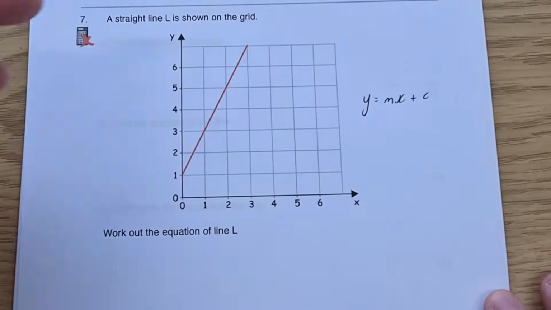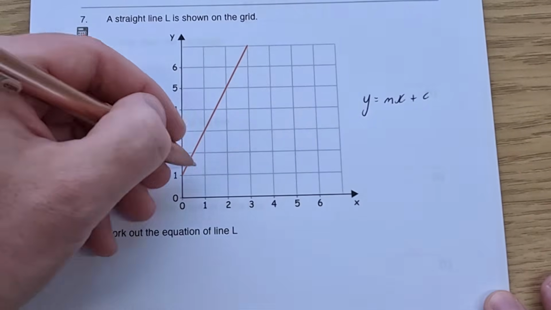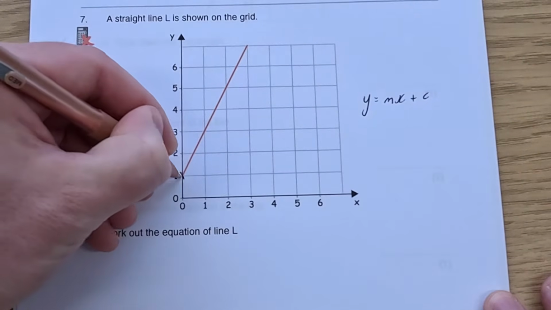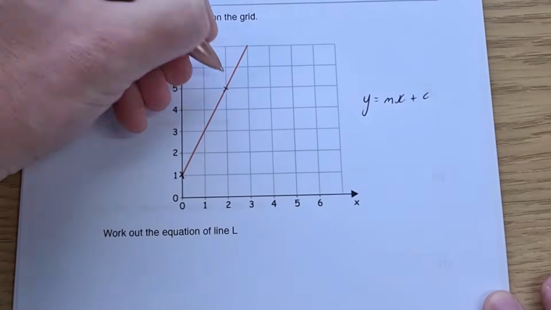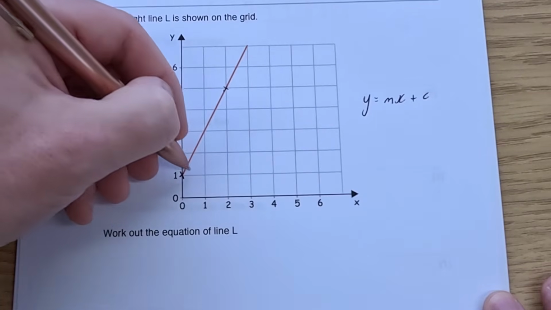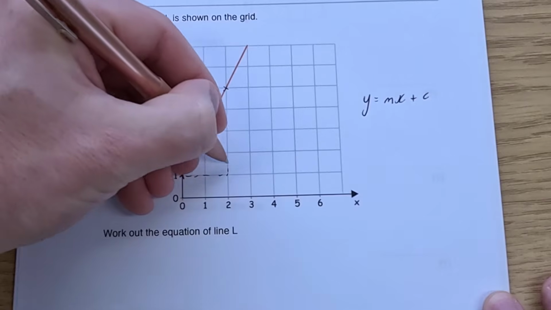So if we want to find the gradient of this line, I'm going to choose 2 points on the line. I'm going to choose any 2 points. I'm going to choose this point here, the point 0, 1, and I'm going to choose the point up here, which is the point 2, 5. And I'm going to turn it into a little right angle triangle, like so.